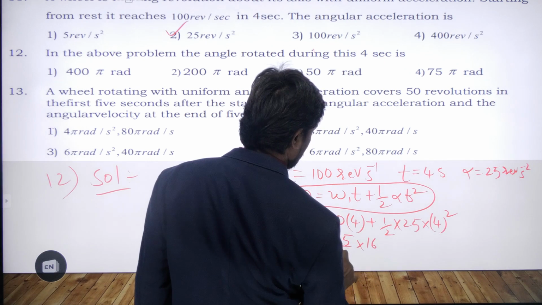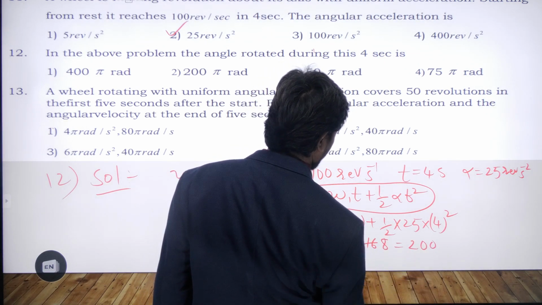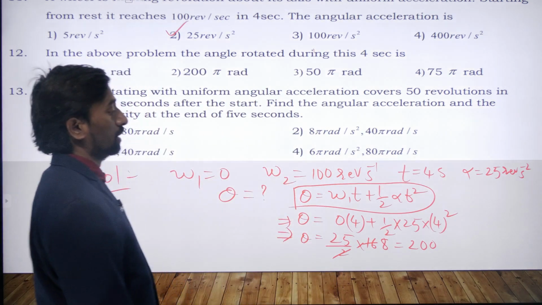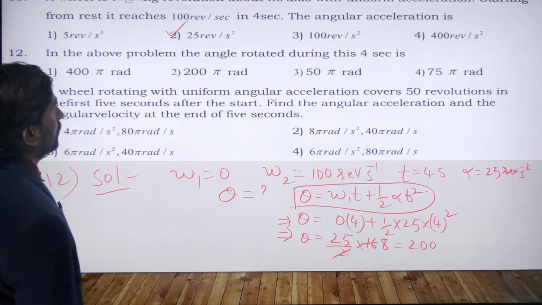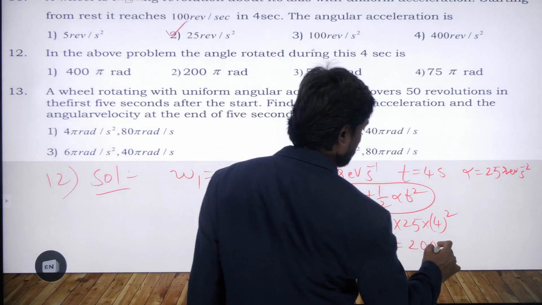Okay, 25 and 8 will get there, so 200 revolutions. Therefore they are asking there in radians. Here it is revolutions we got there.